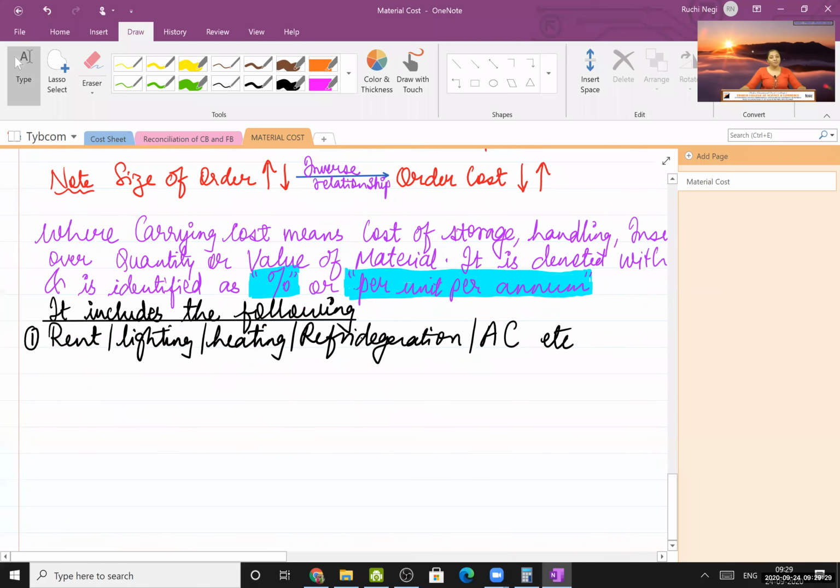In the godown, if your godown is on rent, then rent of the godown is a storage cost. It is a carrying cost. Why carrying cost? Because it is the place where you will keep your raw material so that it is safe and doesn't lose its identity features. So rent, lighting expense, heating expense, refrigeration expense and AC. If a raw material spoils in heat, then you require to refrigerate it. So these are all known as storage cost.